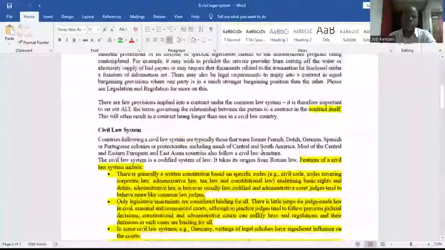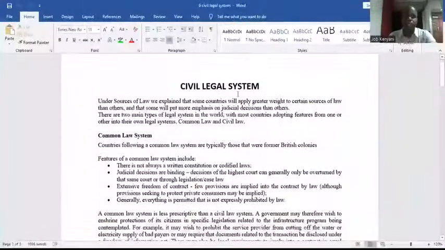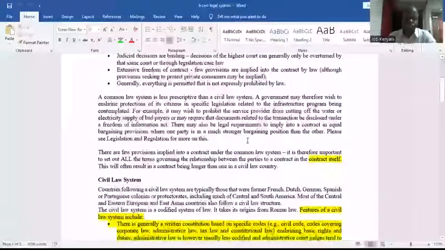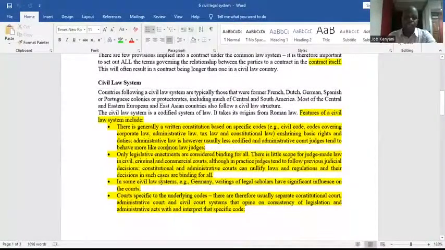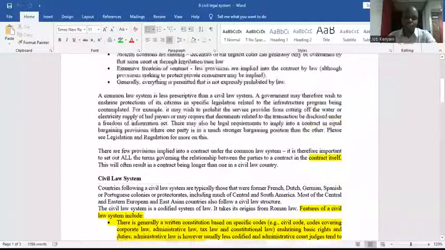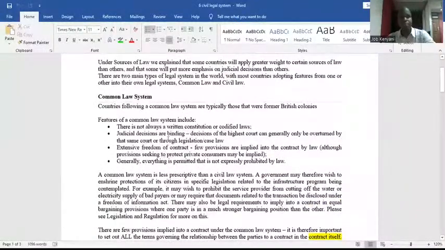So for example, here, you have what you are calling the civil legal system. So these are the characteristics. I think we looked at them last time. So the civil legal system and the common law legal system. So the features, for example, for the common law legal system are here.